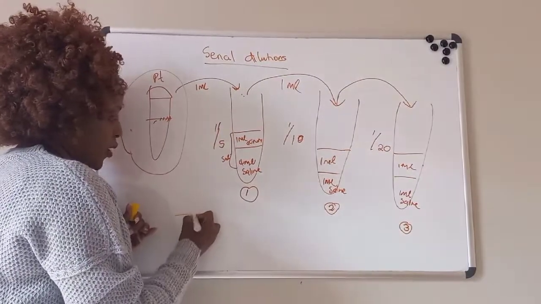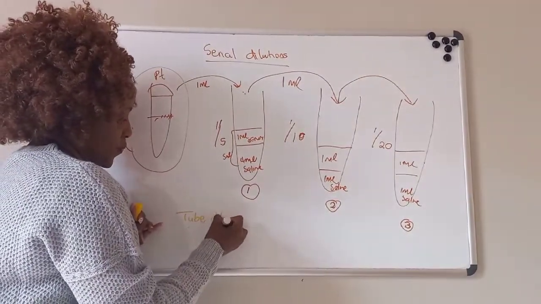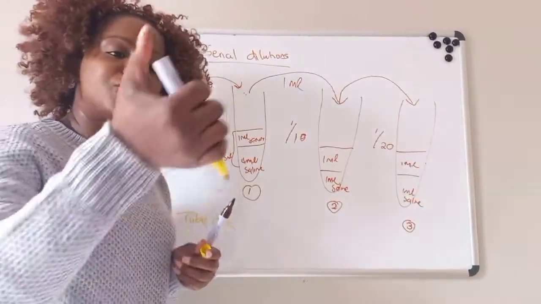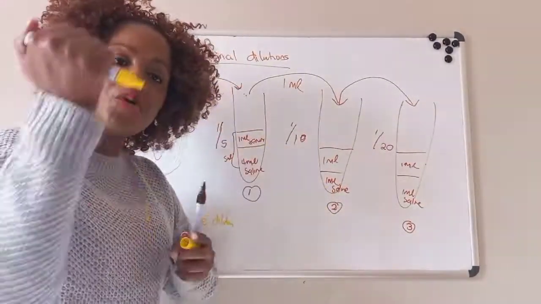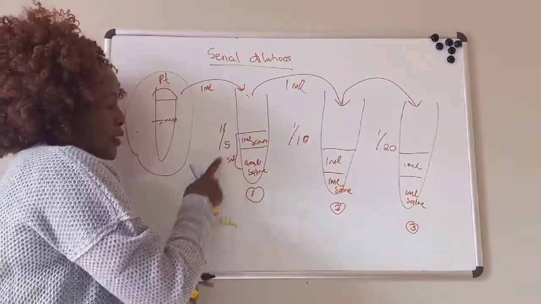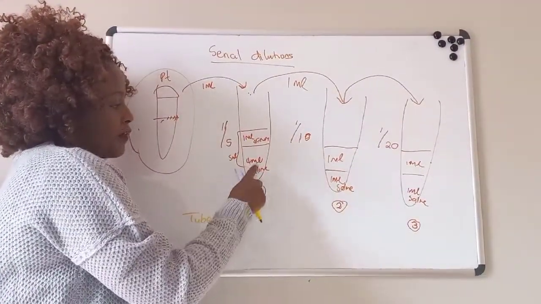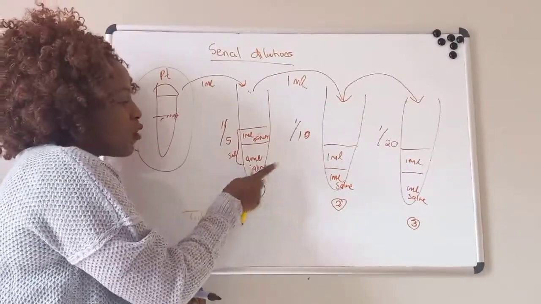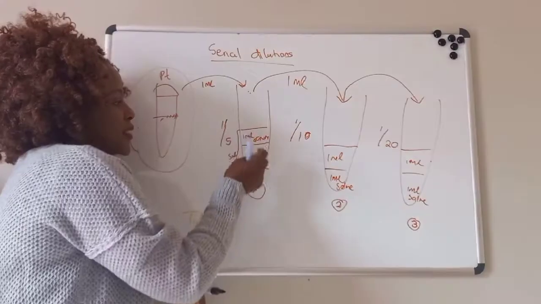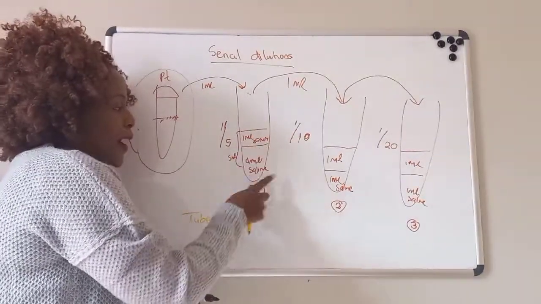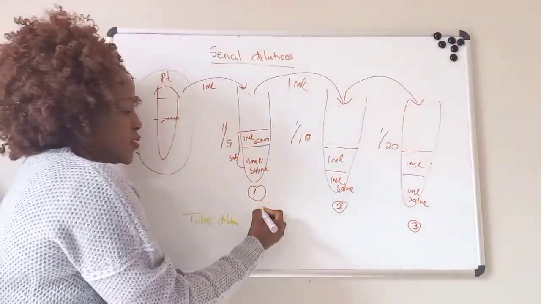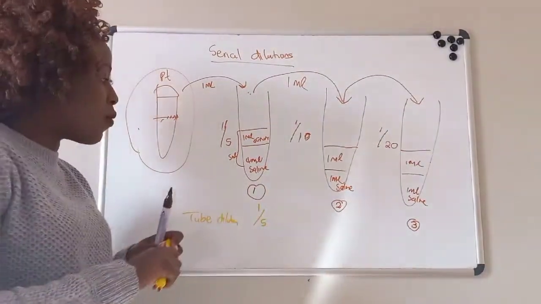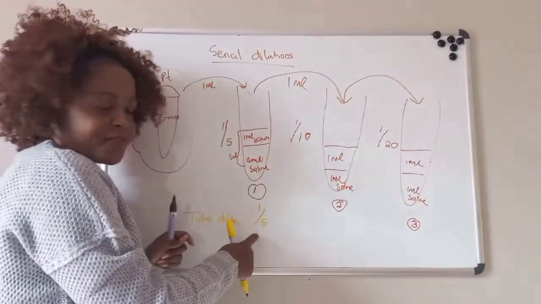You ask yourself, okay, what is a tube dilution? A tube dilution is that dilution that you are doing practically when you are pipetting. So in this tube number 1, I have 4 mil saline and 1 mil serum. This gives me a total of 5 mils. So it means now my serum is 1 part over the total volume, which is 5. So the tube dilution of my tube number 1 is a 1 in 5.